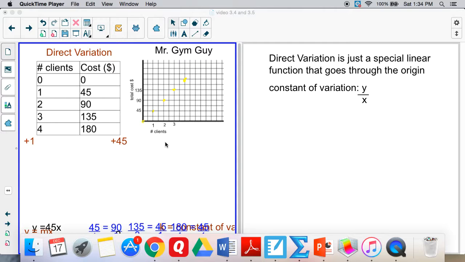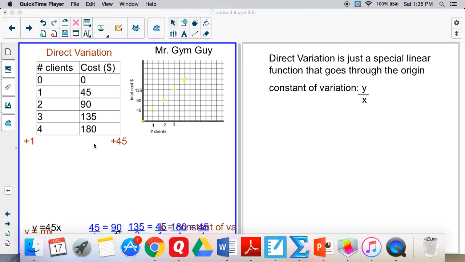Now I know as soon as you hear constant rate of change, you think slope. Absolutely. So now we're going to take our slope and we're going to multiply it by the number of clients and compare it to our cost because we want to model this situation with an equation. So let's take our 45 and multiply it by 0. That equals 0, which happens to be our total cost as well. 45 times 1 equals 45. 45 times 2 equals 90. 45 times 3, 135. And 45 times 4, 180. So we just need to take our number of clients, multiply it by that constant rate of change of 45, and it happens to equal the total cost.